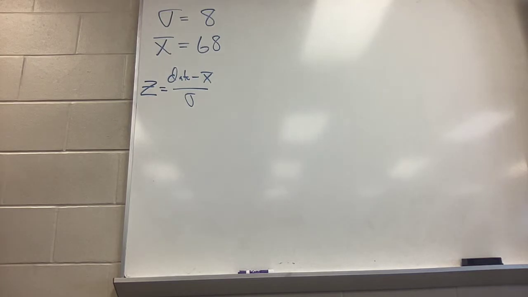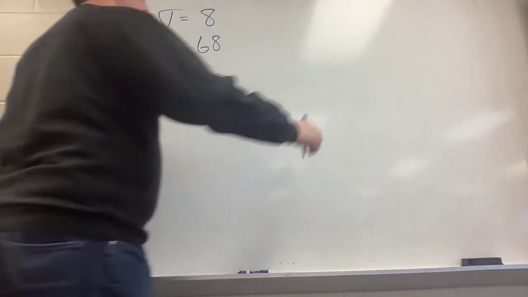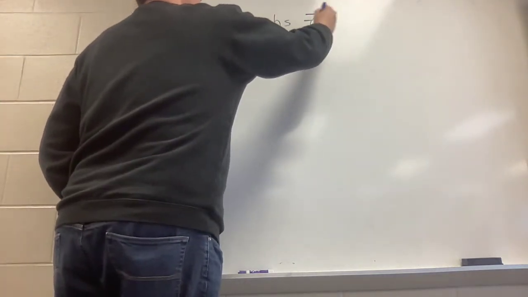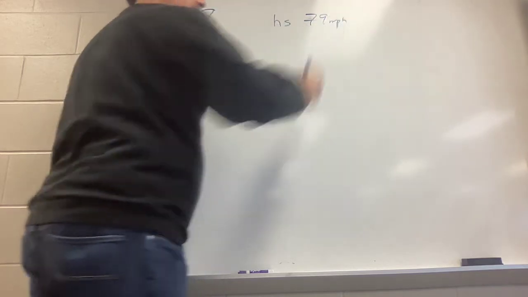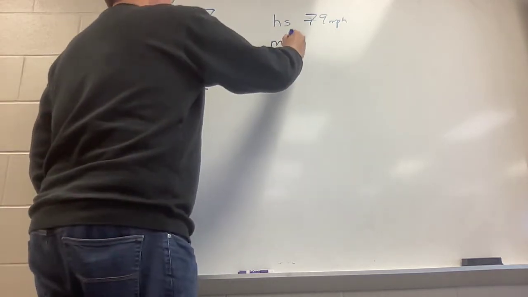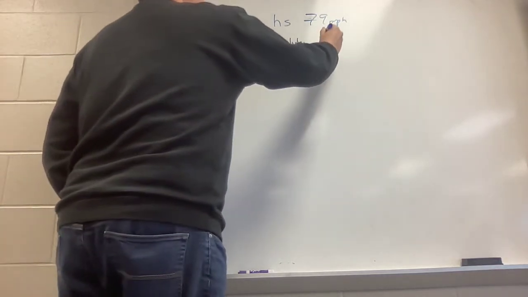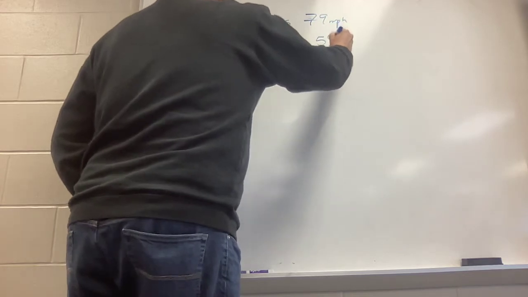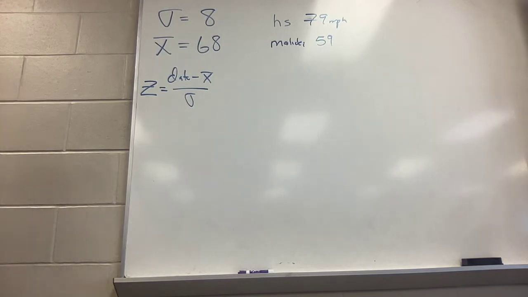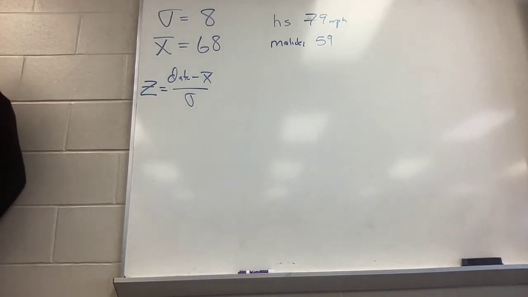All right, would you please find the following z-scores for a high school kid that drives an average of 79 miles per hour? Figure out that z-score, please. And I don't know how fast you drive, but I do know this, Mr. Malicki goes 59, and that's when he's in a hurry. All right, would you figure out those two z-scores? Here's the formula.